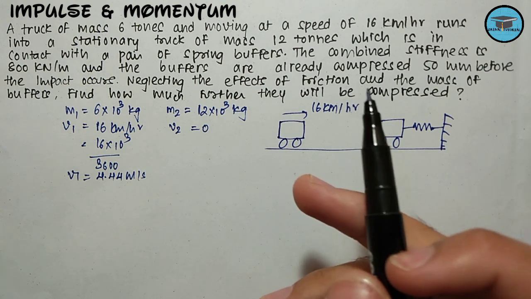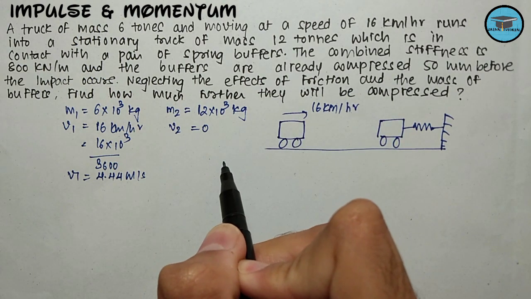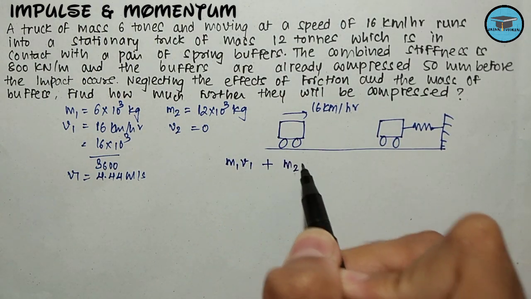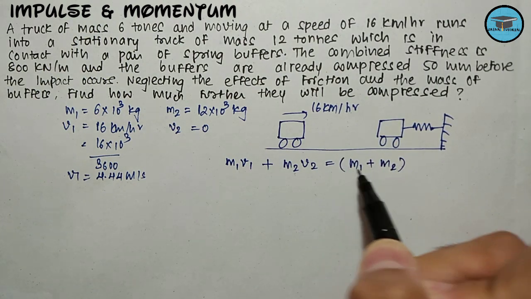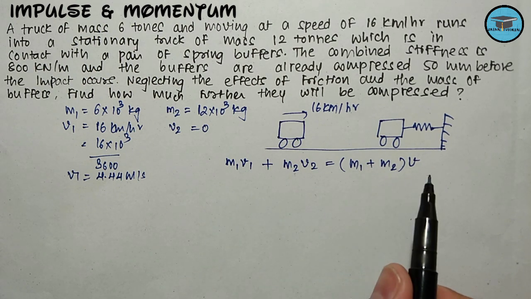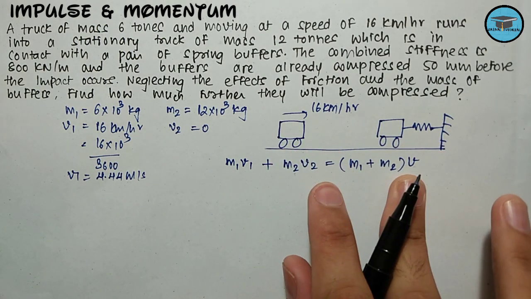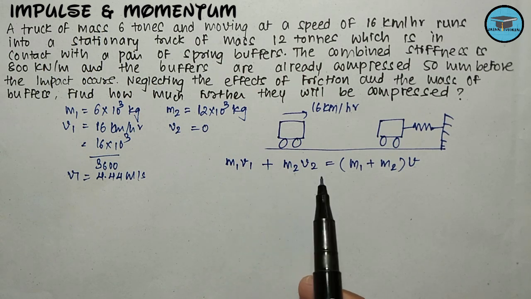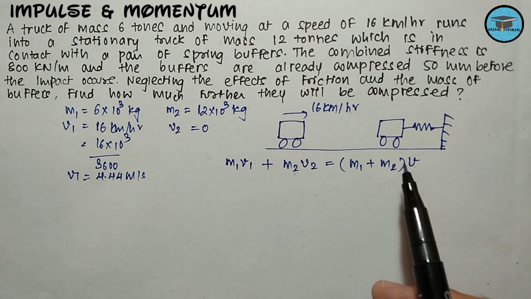Now we are applying the law of conservation of momentum, which can be mathematically written as M1 V1 plus M2 V2 equals M1 plus M2 into V. That is, momentum before collision equals momentum after collision. After collision, these two trucks will move as a combined mass with a common velocity V. M1 is known, V1 is known, M2 is known, V2 is known, M1 plus M2 is known. We need to determine the value of V.